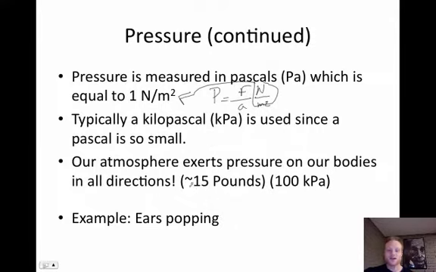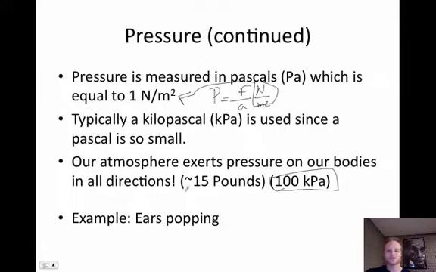And we have about 15 pounds of pressure pushing on our bodies, which is the equivalent of about 100 kilopascals. And so you can see 100 kilopascals is only 15 pounds of pressure, so a pascal is clearly a lot less than, say, a kilopascal.